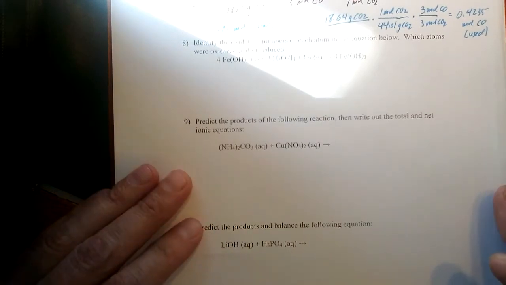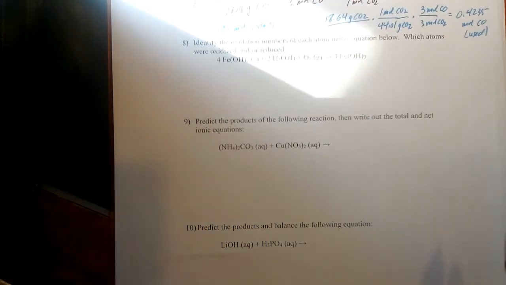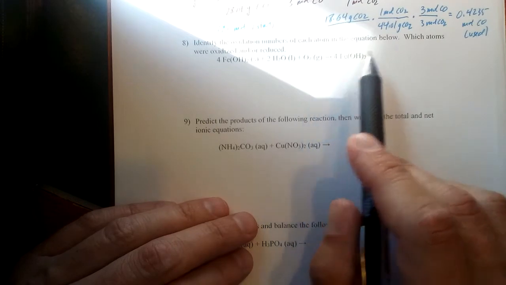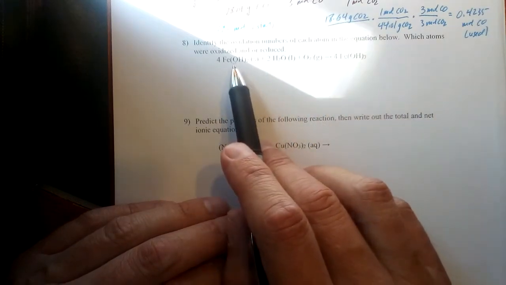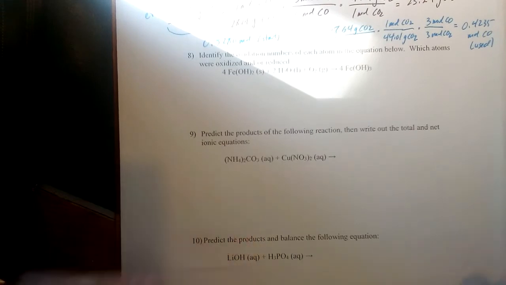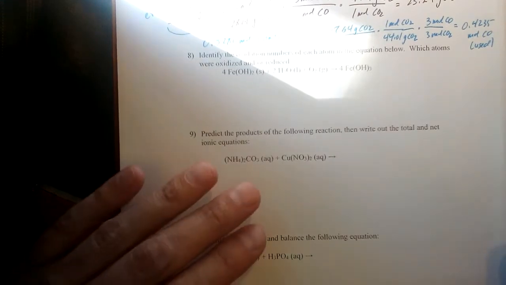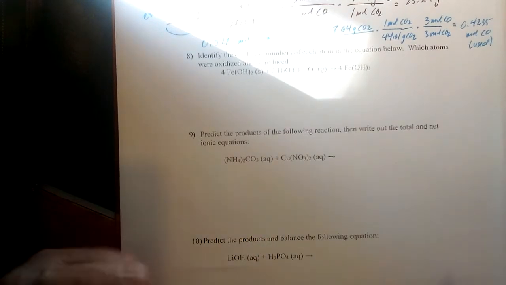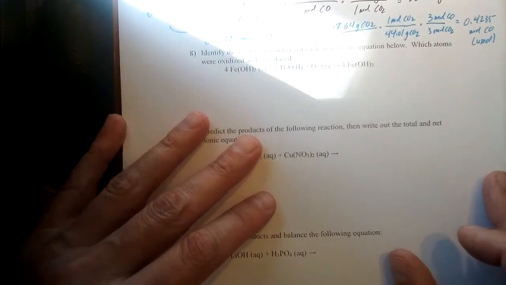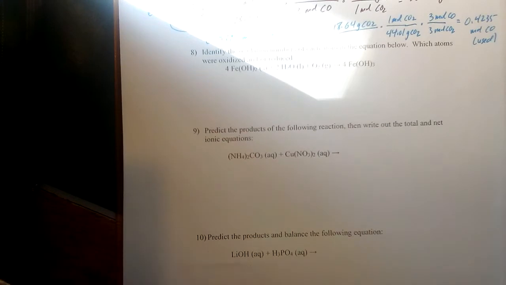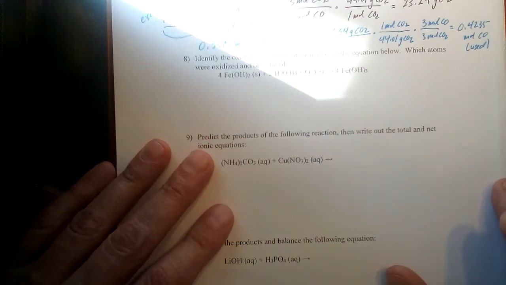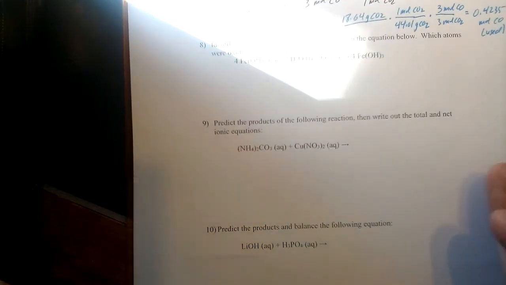Number 8 here, we were asked to identify oxidation numbers of each atom in the equation and then identify which atoms were oxidized or reduced. So this is potentially an oxidation reduction reaction, and we're looking to identify which species was oxidized, which was reduced. There's a set of rules here that you need to follow, related to ionic compounds, charges, and then there are rules for nonmetals when they're involved in different compounds.